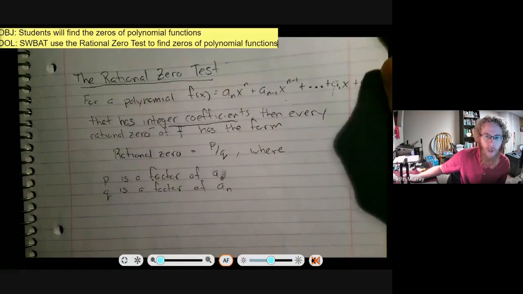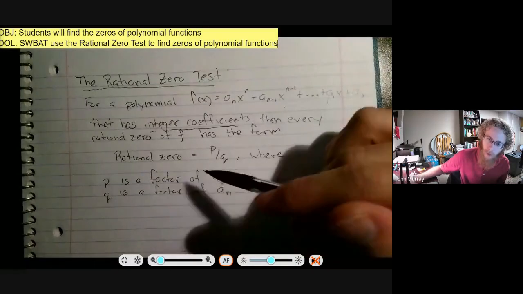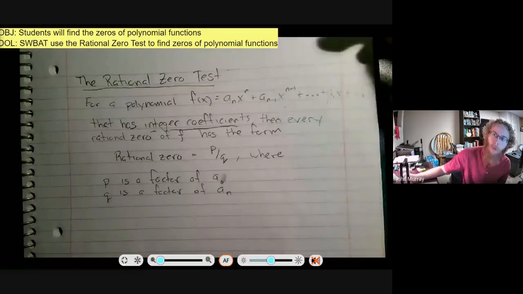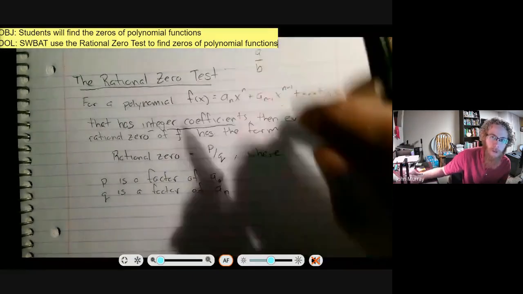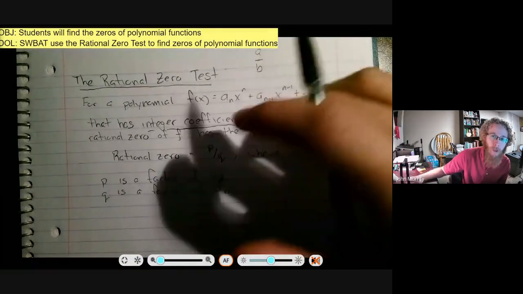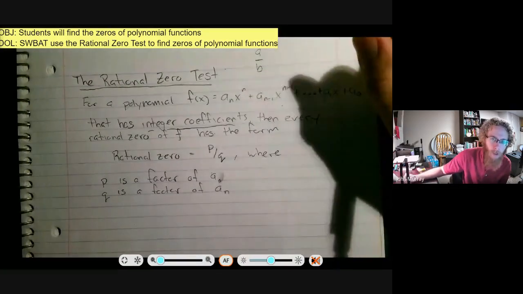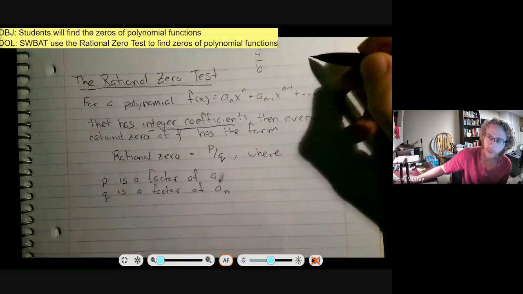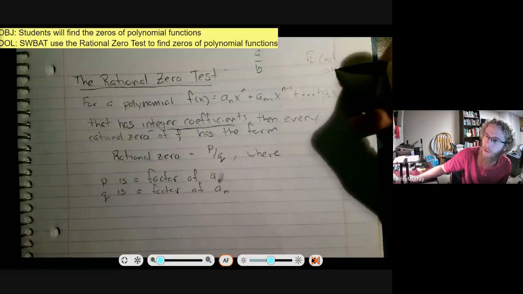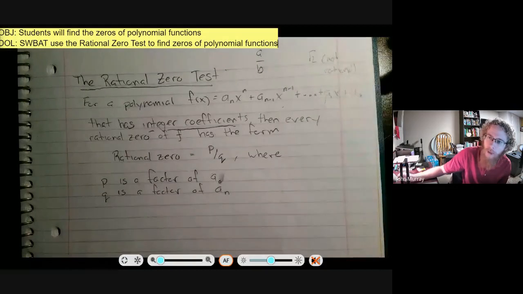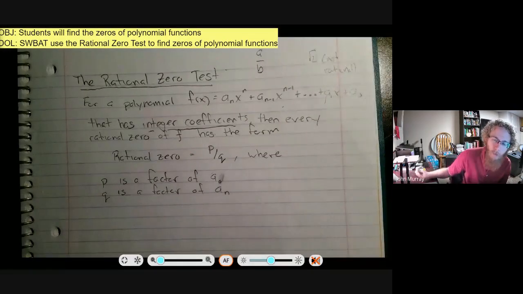So we can find rational zeros. Again, remember a rational number, which is a little different than what we've been talking about. A rational number is any number that can be represented as a fraction, right? So whole numbers are rational numbers where the denominator is 1. Something like the square root of 2 is not rational because you can't represent it as a fraction.